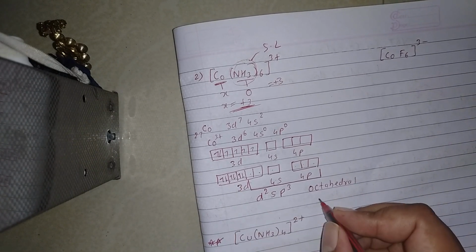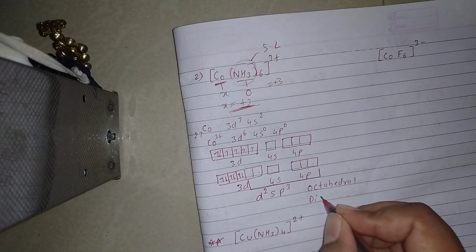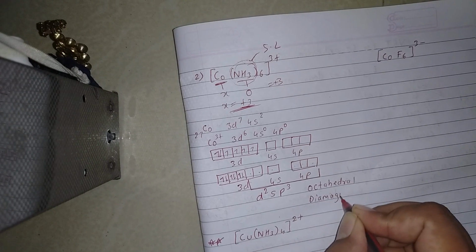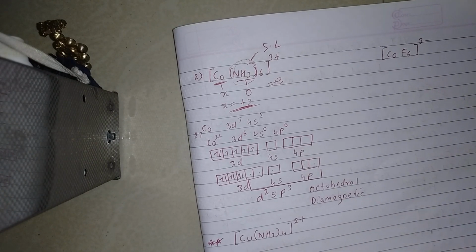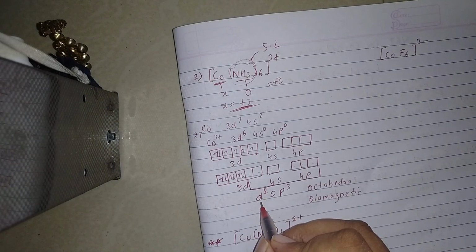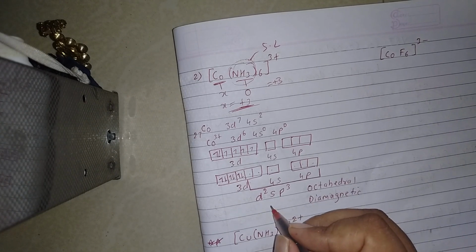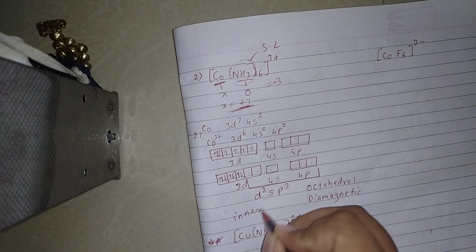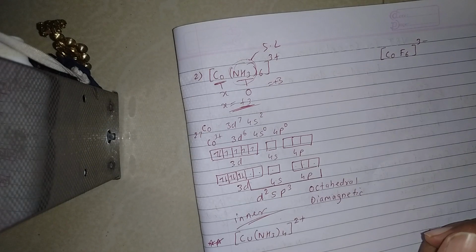Since every electron is paired, it is diamagnetic in property. And the inner d orbital shell is participating, so it is again an inner complex. It is an inner complex.